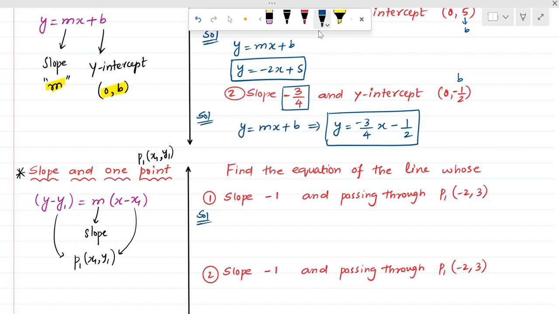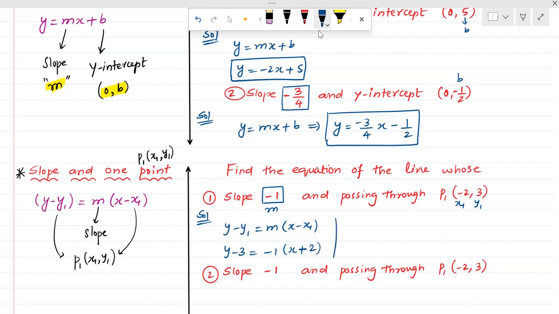Here we have: find the equation of a line whose slope m is given and passing through the point. This is not the y-intercept, because both are points. So I will make use of this rule: y minus y1 equals m times x minus x1. Just substitute all the values. y minus 3 equals minus 1 times x minus of minus 2.